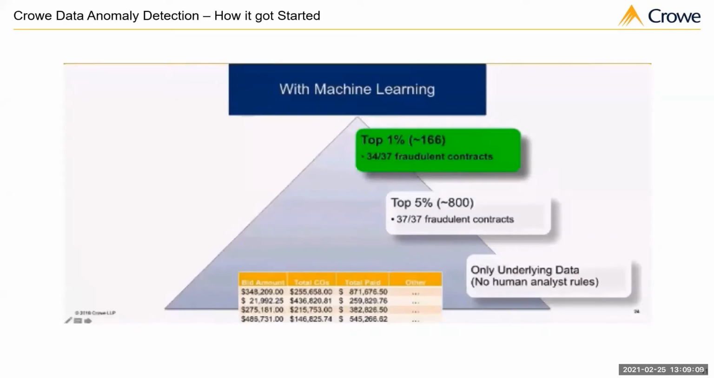And once we incorporated machine learning as part of that exercise, we were able to get the same results. The manual human analysis detected 37 records, and that was over weeks and months, and our machine learning application detected the same 37 contracts, but in a fraction of the time.